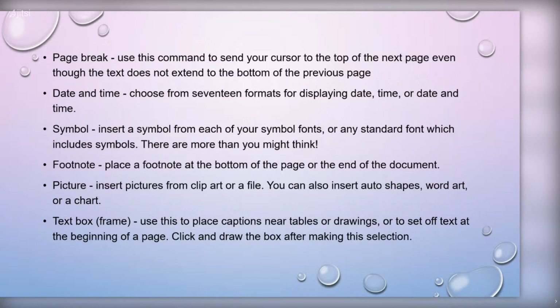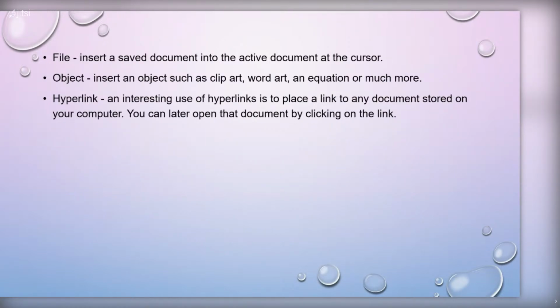Text box, users place captions near table or drawing, or to set off text at the beginning of the page. Click and draw the box after making the selection. Click the text box, draw it, place it wherever you want to place it, and you can write on it. File: insert a saved document into the active document at the cursor. Object: you can insert an object like clipart, word, equations.